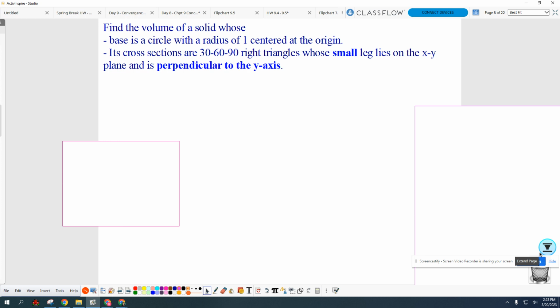So, first of all, the reason I asked the warm-up, Logan again, what is the equation for a circle with radius 1 centered at the origin? X squared plus y squared equals 1. Let's see. Okay, so x, y, radius of 1. Slices are 30, 60, 90 right triangles, and the small leg is on the cookie cutter sheet.